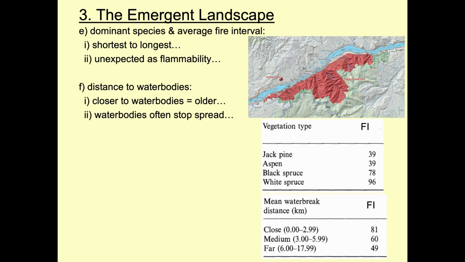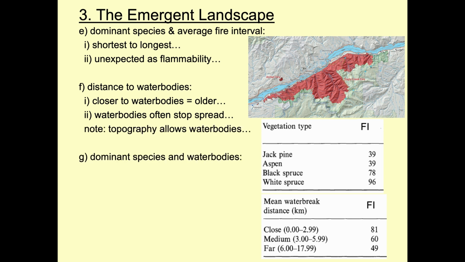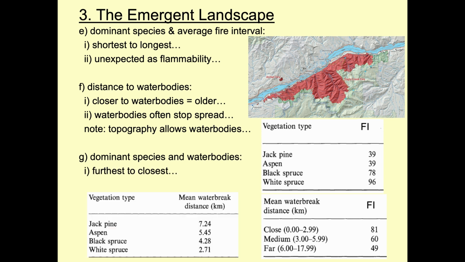So these interactions are really complex, right? We have topography, we have disturbance, and we have the soil texture culminating into this emergent landscape, the systems that we're actually seeing. The dominant tree species and mean distance to water bodies are made up of this table.